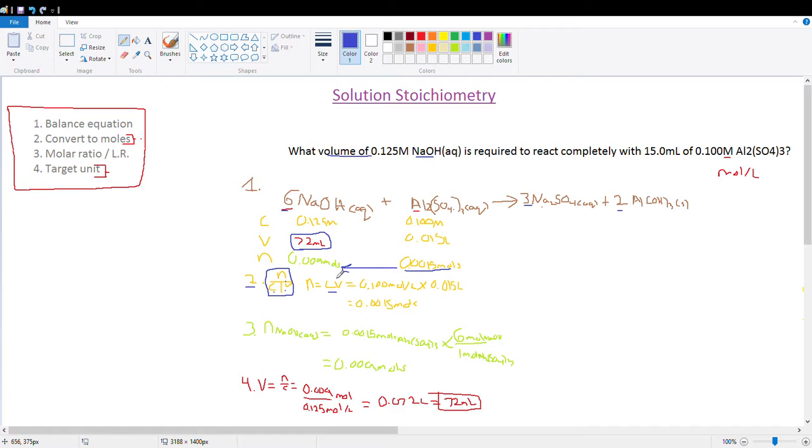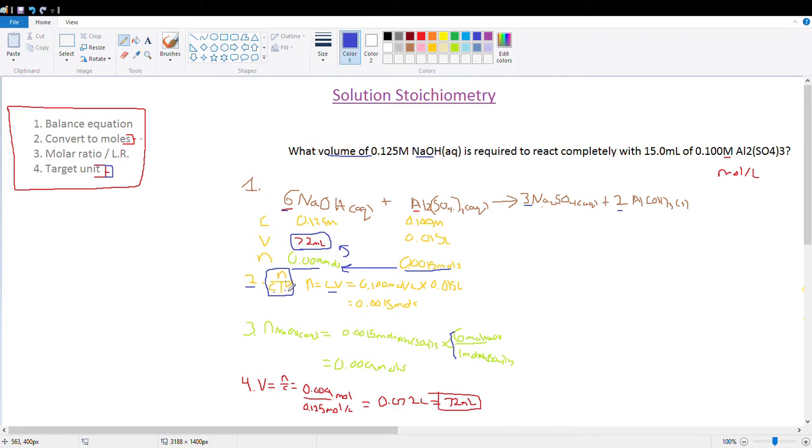To jump over to these moles, we had to use the molar ratio. To think it out, you would divide by 1 and multiply by 6. But to use an actual equation, we used the moles of what we had, multiplied by 6 and divided by 1, the molar ratio right here. And we got 0.009 moles. Then all we had to do is jump over to this, and that's also where it differs from step 4, the target unit.